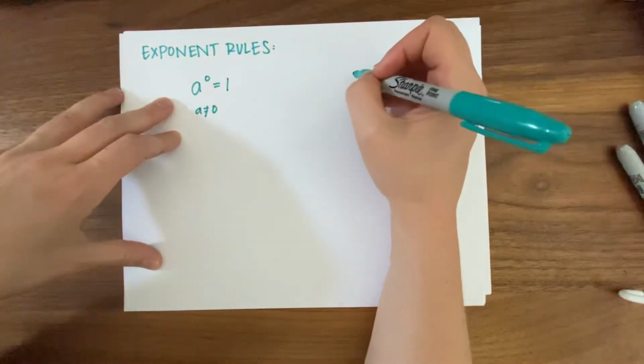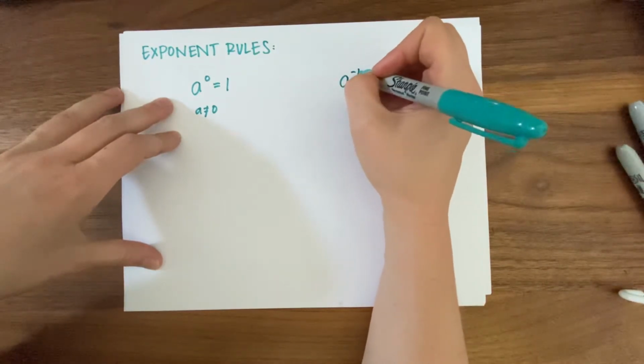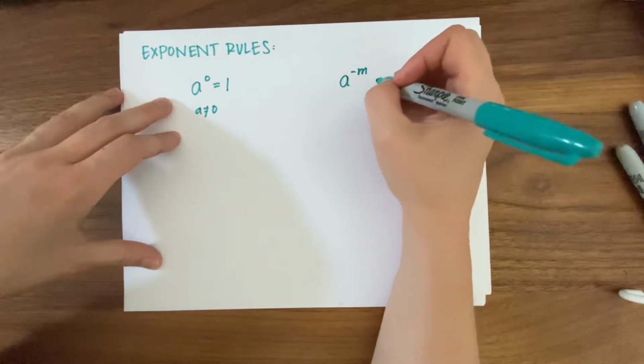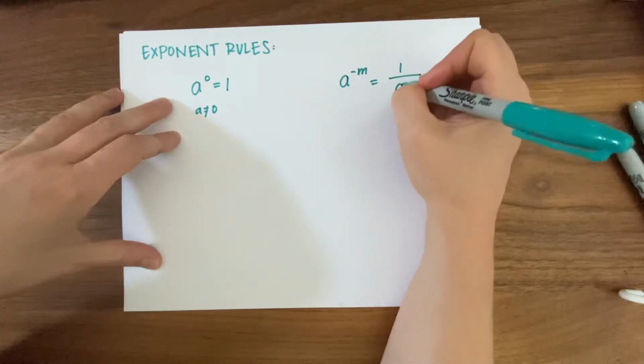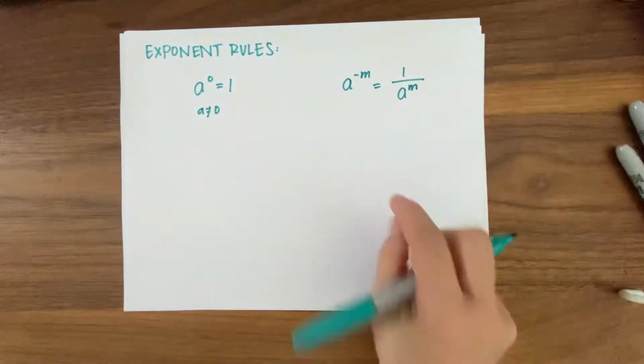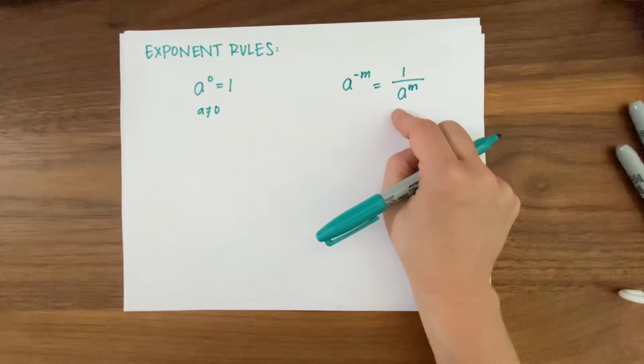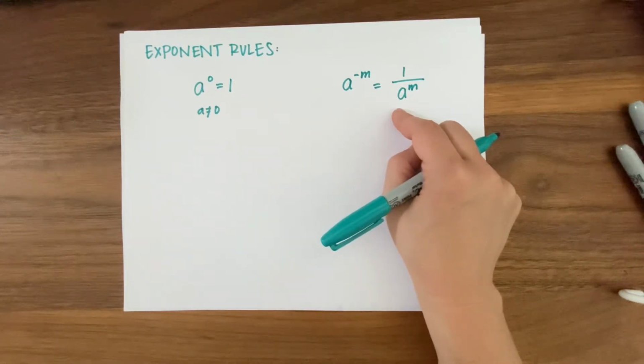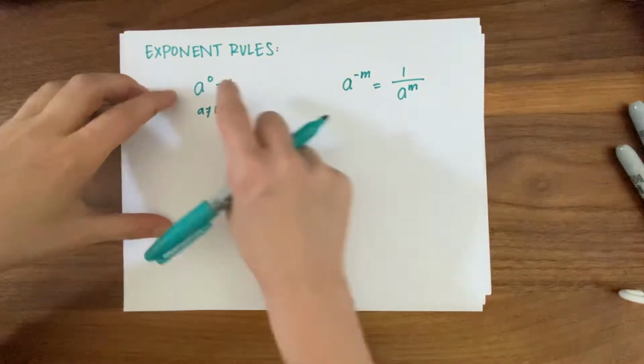We're also going to look at this one, which we already kind of know. Any number to a negative exponent is 1 over that number to a positive exponent. We came to this by patterning, but I'm going to prove it to you today using algebra. So let's start with this one.